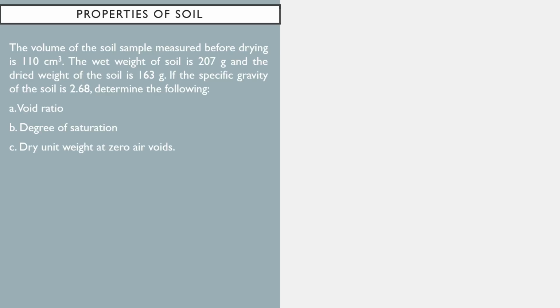Ayan, here is our problem. Let's read first. The volume of the soil sample measured before drying is 110 cubic centimeter. The wet weight of the soil is 207 gram and the dried weight of the soil is 163 grams. If the specific gravity of the soil is 2.68, determine the following: the void ratio, degree of saturation, and dry unit weight at zero air voids.